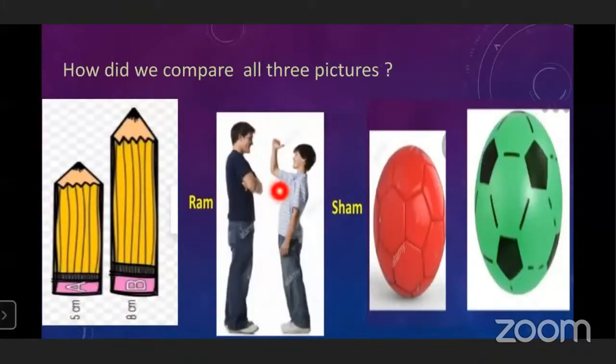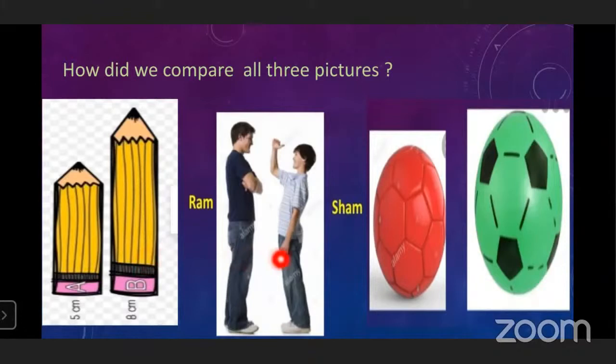Now see the next picture. How did we compare all three pictures? In the first picture, what did we compare? We compared the length. We compared the length of pencil A with pencil B. And we said that pencil A is shorter than pencil B.